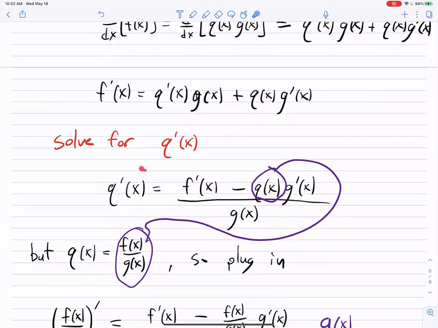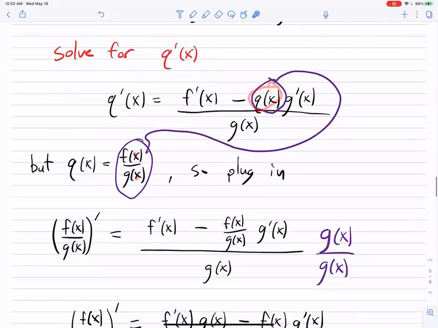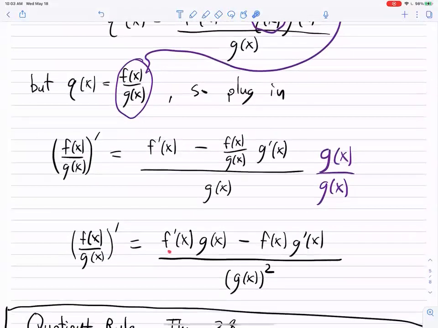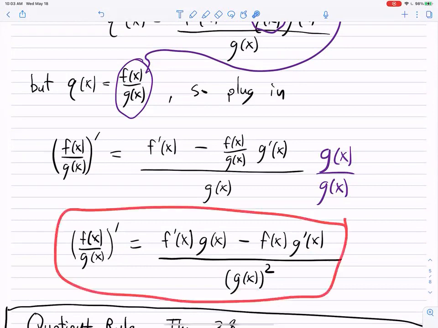Then this is what we want to solve for, but we want it in terms of f of x and g of x. So I'm going to replace q of x with f of x over g of x. You plug it in, and you get that the derivative of f of x over g of x is f prime of x minus f of x over g of x, g prime of x, all over g of x. But this looks kind of gross, so I'm going to multiply both top and bottom by g of x. And that gives us f prime of x times g of x minus f of x times g prime of x, all over g of x squared. And so this is how we take the derivative of a quotient.